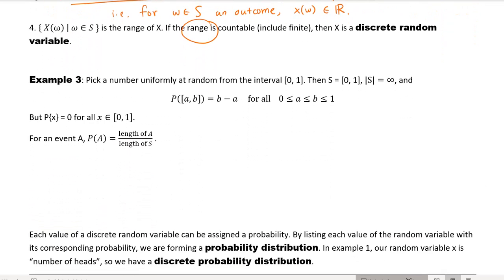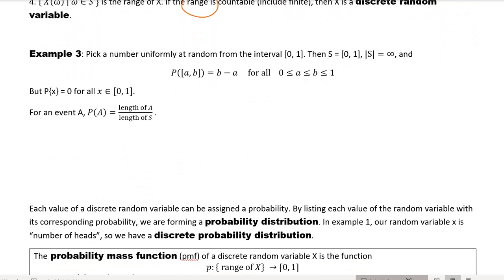All right, example 3. Take a number uniformly at random from the interval [0, 1]. Then the sample space is the interval [0, 1]. And how many points are in the interval? There are infinitely many, actually uncountably many. Okay, and then what is the probability of [a, b]? Well, this is actually b minus a. And why?